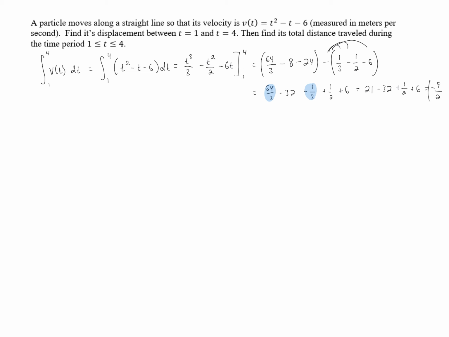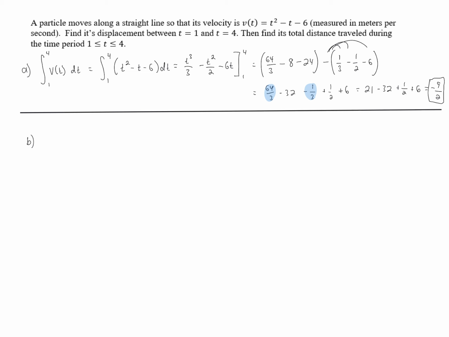-9/2. And so the displacement here is -9/2, and that means that the particle at its ending position is 9/2 or 4.5 units in the negative direction from where it started. It has moved 4.5 meters in the negative direction. That's what we get. That is the first part, which is the displacement. I'm going to label that part A. And then down here, we're going to do part B.